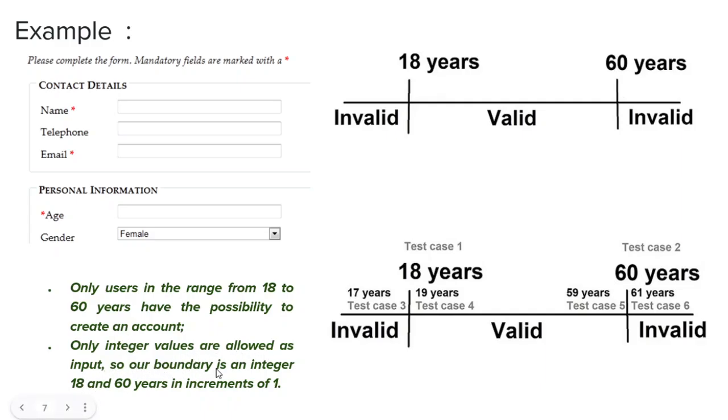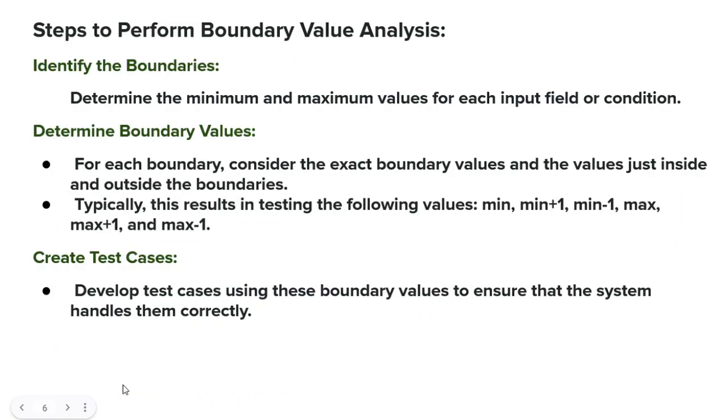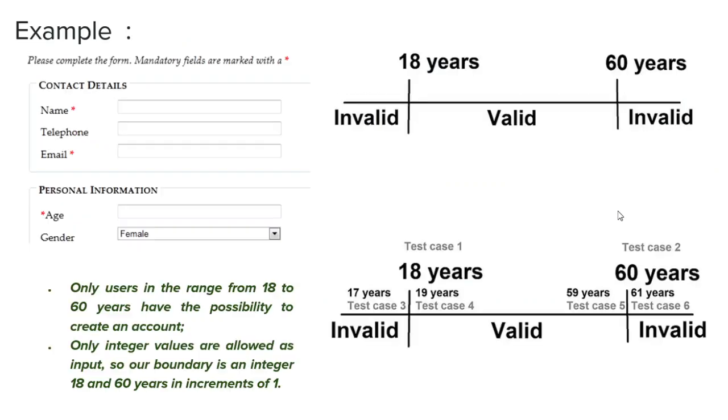So what is the boundary range here? 18 to 60 is the range. The minimum value is 18, the maximum value is 60. So we have got a minimum value and a maximum value, those are the two values we have got. That is the minimum boundary value and the maximum boundary value. So two values we have received, 18 and 60. This is the valid range of input: 18 years and 60 years.